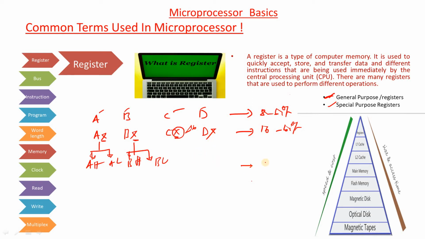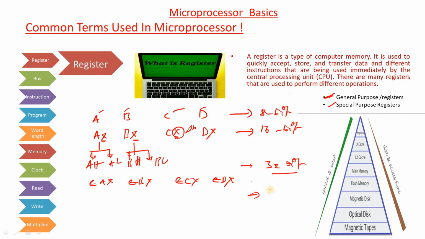Suppose you want to consider 32-bit registers, the representation is like this. AX can be an extended register, that means EAX, EBX, ECX, EDX. E means extended of AX. AX is 16 bits, and extension means another 16. That means totally this is 32 bits.